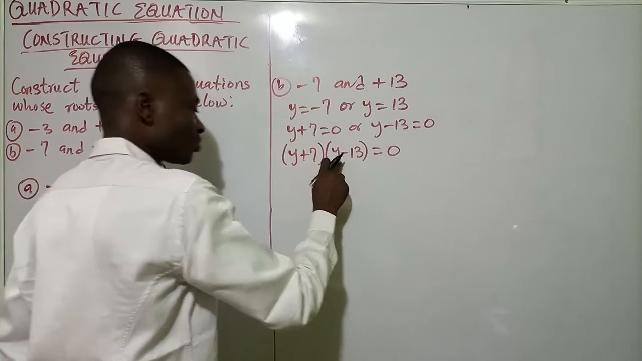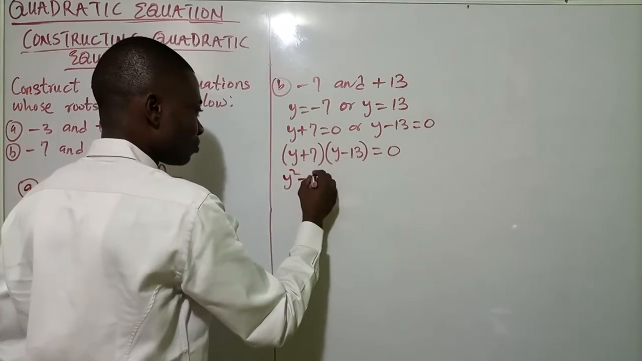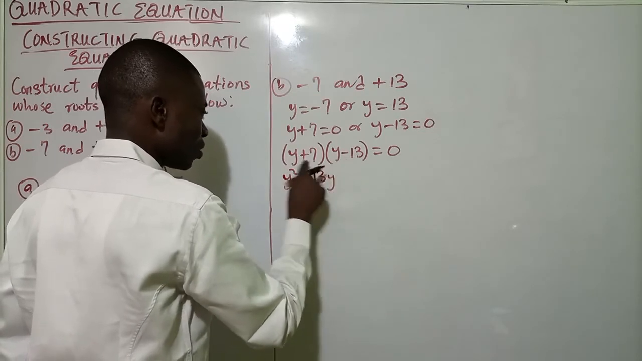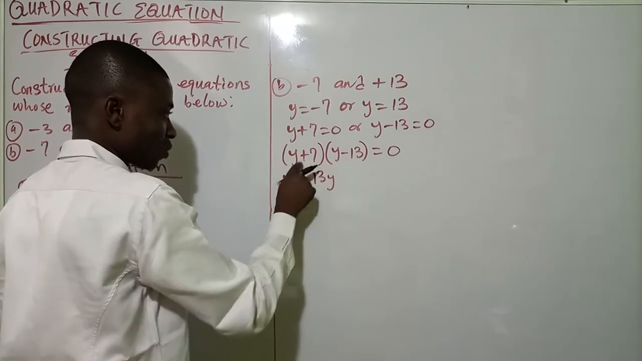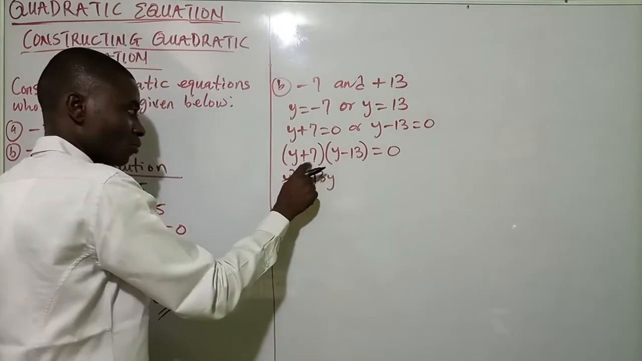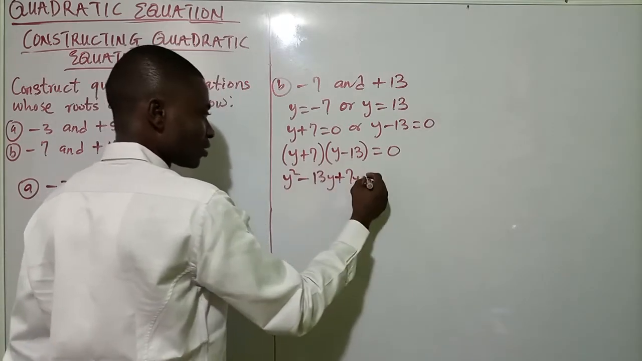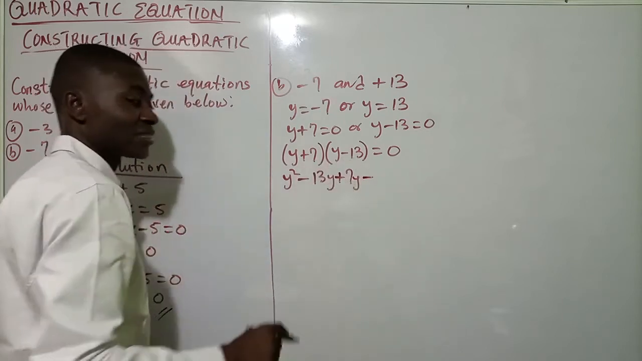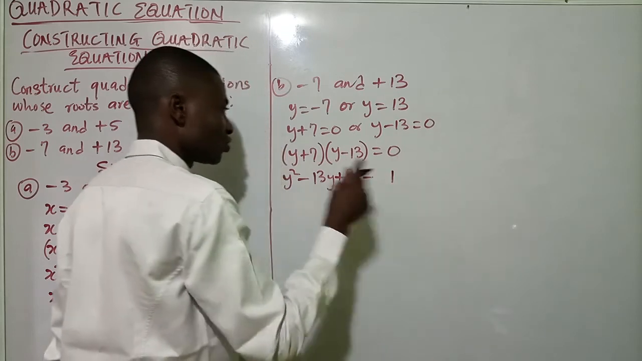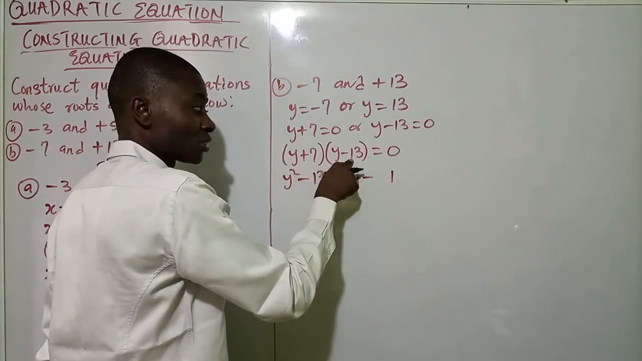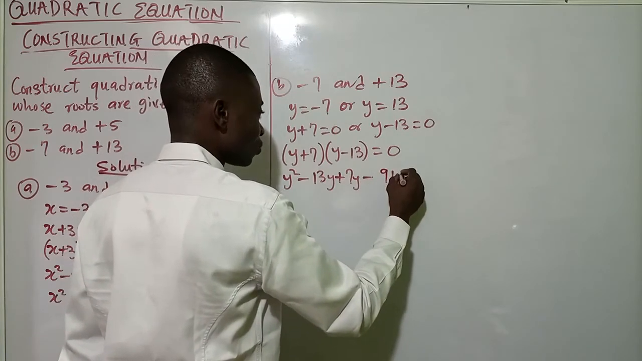Use y to multiply everything here. y times y is y squared. y times minus 13 is minus 13y. Now I'm done with y. So I'm going to use 7 now. Plus 7 times y is plus 7y. Plus times minus is minus. 7 times 13. 7 times 3 is 21. You write down 1, carry 2. 7 times 1 is 7, plus the 2 gives us 9.